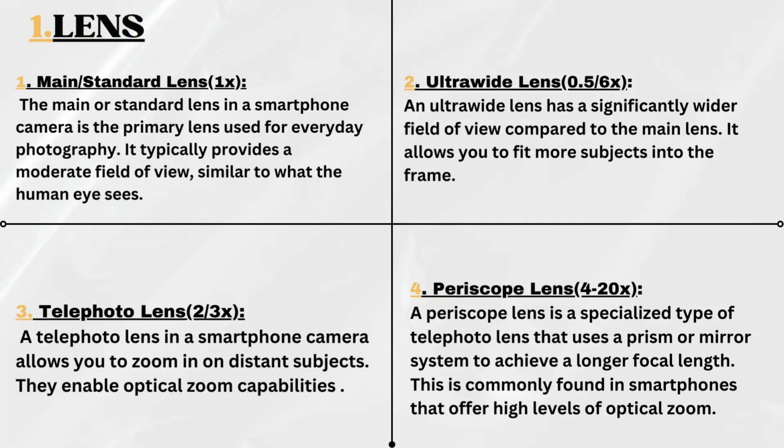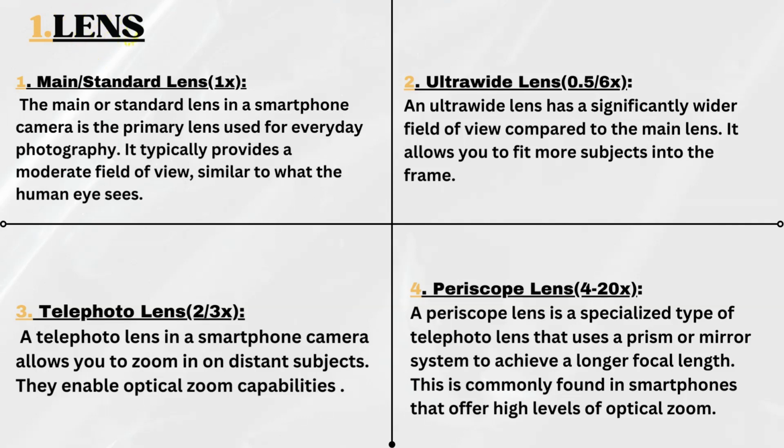It's worth noting that not all smartphones include all of these lens types. The combination and availability of different lenses can vary depending on the smartphone model and manufacturer. Some smartphones may feature a combination of telephoto, ultra-wide, and main lenses, while others may incorporate a periscope lens for enhanced zoom capabilities. Secondly, there are megapixels.